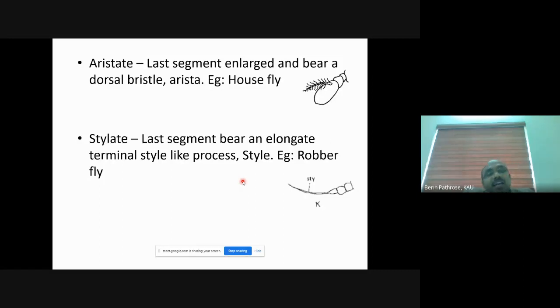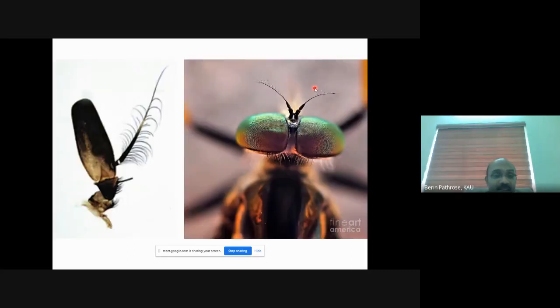Then we have aristate antenna. Aristate antenna is what we see in the case of housefly. In housefly, the last segment of the antenna is enlarged and the dorsal part of the antenna has a dorsal bristle called arista, that you can see over here.